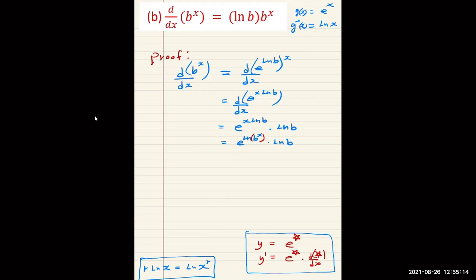So e to the power ln b to the power x times ln b is the same as b to the power x times ln b. Of course, I can write ln b first, because it's a multiplication, I can switch terms around: ln b times b to the power x. That's what we wanted to prove. So the derivative of b to the power x is ln b times b to the power x. We are done. Okay, let's move on.